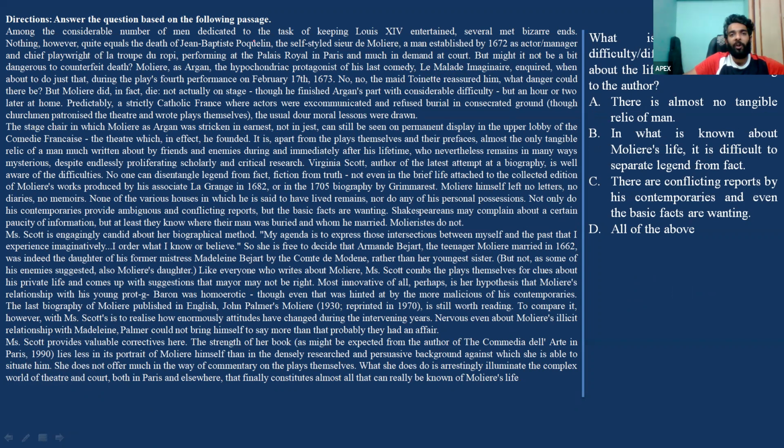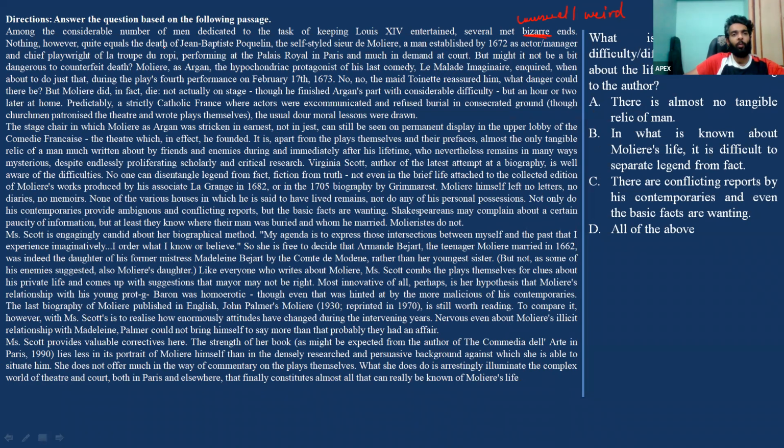Among the considerable number of men dedicated to the task of keeping Louis VI entertained, several met bizarre ends. So this is one word that we want to remember. What does this mean? It means that there were a lot of people who wanted to entertain Louis XVI, and most of them met some kind of weird or unusual end. So this is unusual or weird, all right?